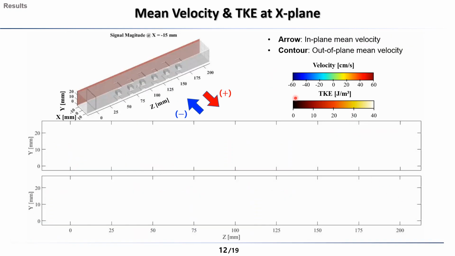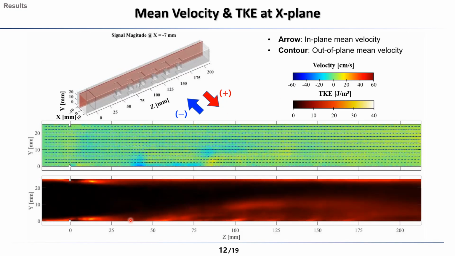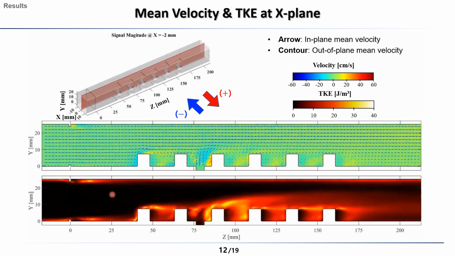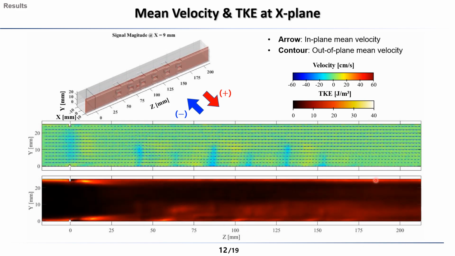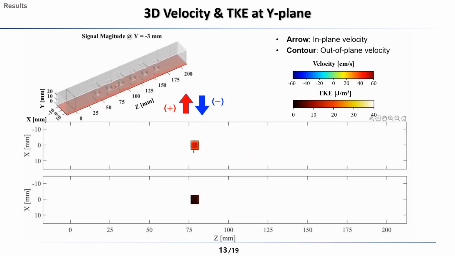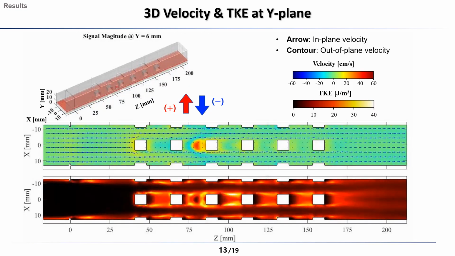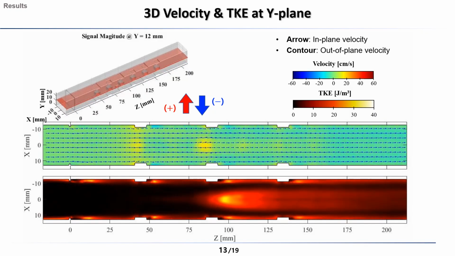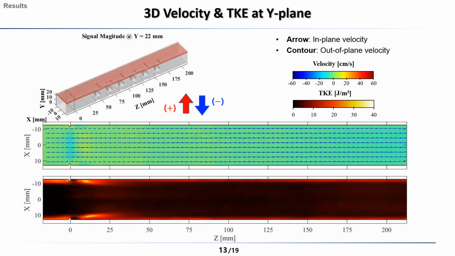Next is the result at X-plane. From this result, we can more clearly observe the TKE patterns generated near the wall from the boundary layer trip and the cubical elements. And next is the result at Y-plane. So from this perspective, we can more clearly observe the TKE distribution generated when injection flow merges with the main flow.